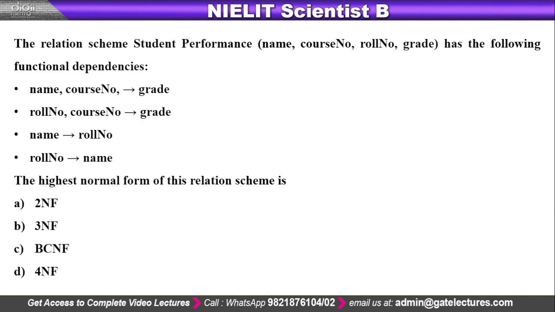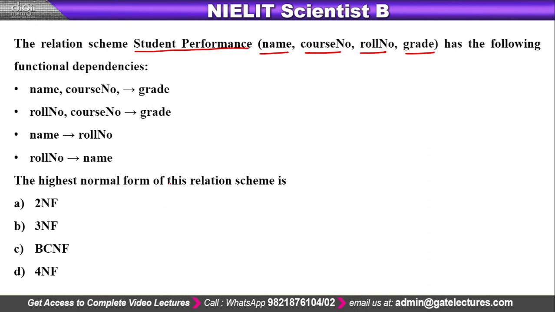Next, a very easy question. The relation scheme Student Performance, with attributes name, course number, roll number, grade. It has these dependencies: name, course number denotes grade; roll number, course number denotes grade; name denotes roll number, and roll number denotes name. It's asking for the highest normal form of this relation scheme.